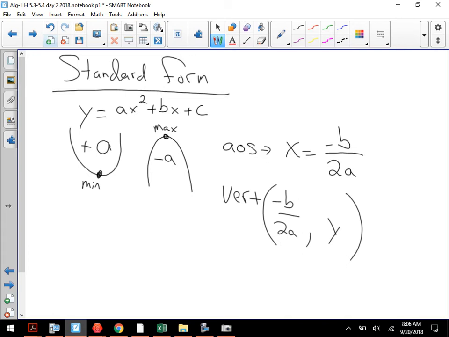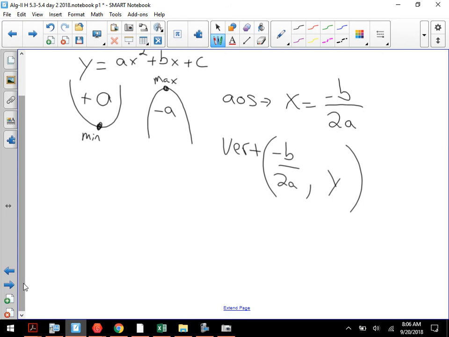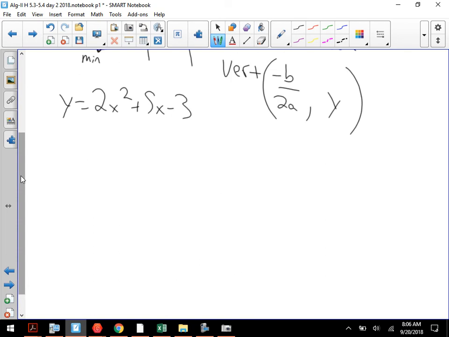So if you look at number 7 on the graphing worksheet, it says y equals 2x squared plus 5x minus 3. I want to walk through the whole idea of how to find everything, label everything out, plot a couple of points. First thing I want to do is identify where my axis of symmetry is. So my axis of symmetry is x equals the opposite of 5 over 2 times 2, which is negative 5 fourths.